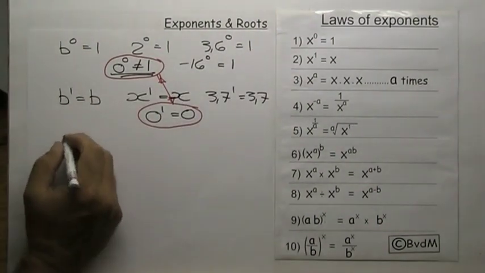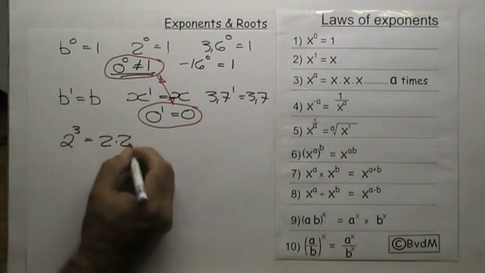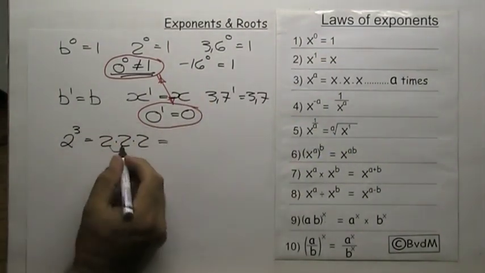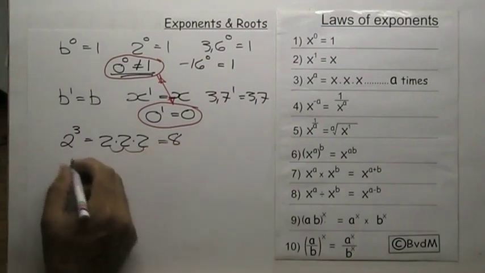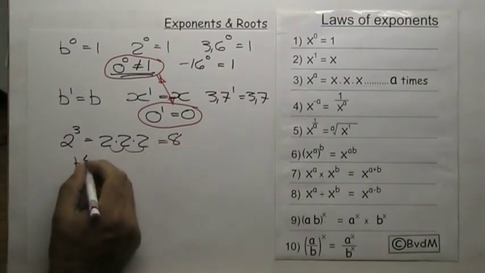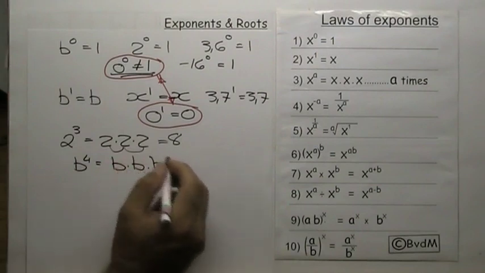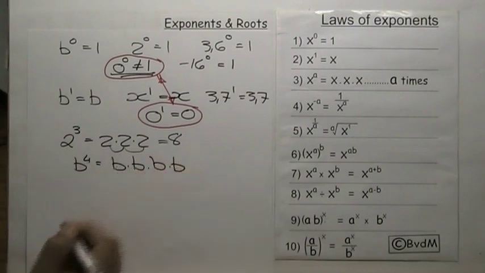Number 3. 2 to the power 3 is equal to 2 times 2 times 2. How many times? 3 times. And 2 times 2 is 4, 4 times 2 is 8. Let's look at that again. Let's say b to the power 4 is equal to b times b times b times b. How many times? 1, 2, 3, 4 times.